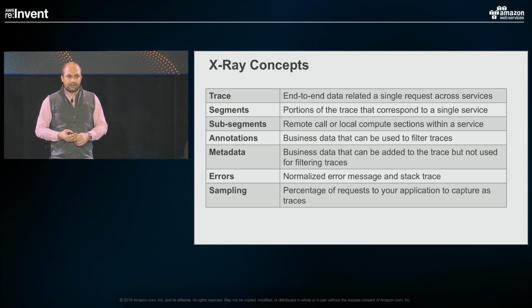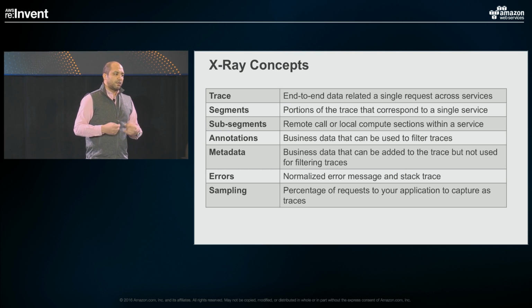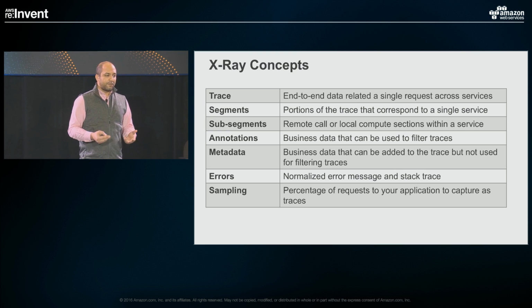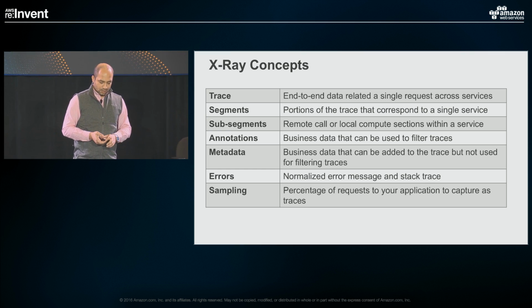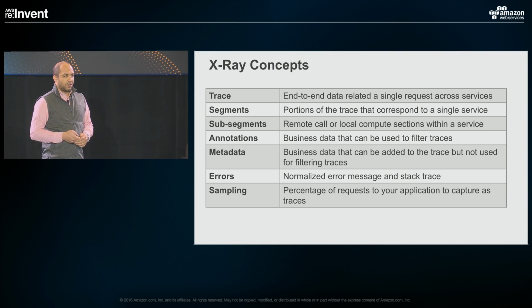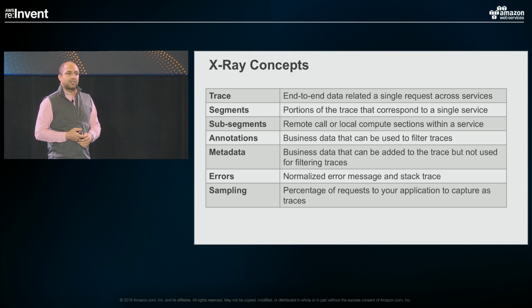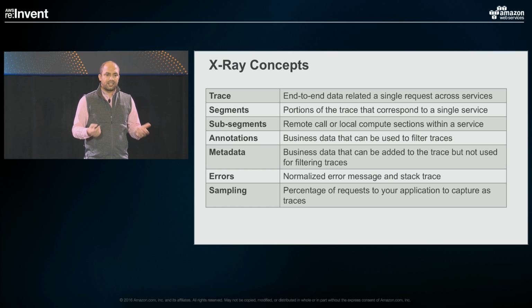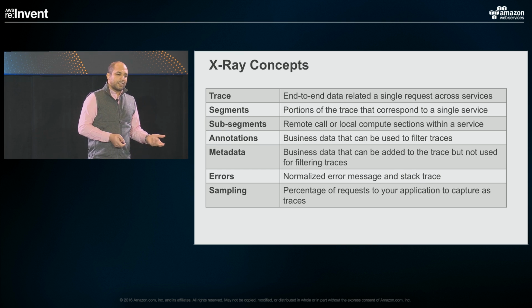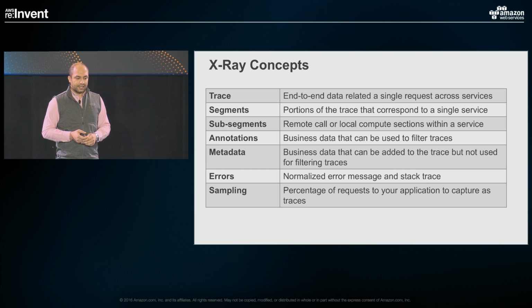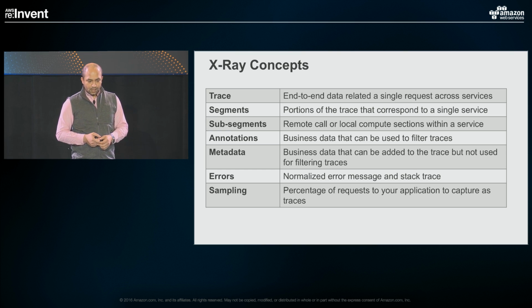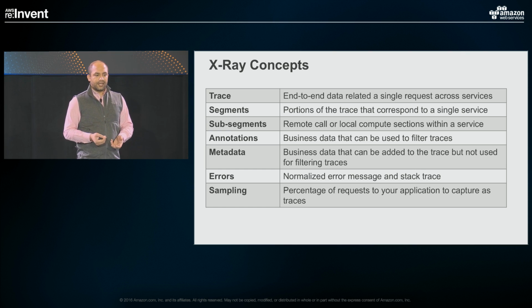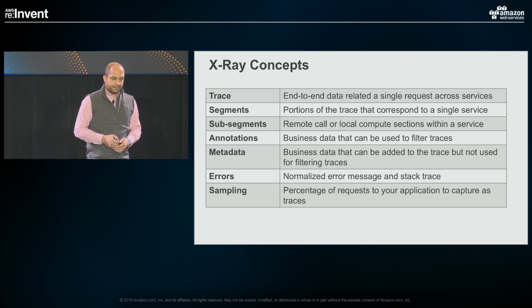Segments then consist of subsegments, and what subsegments essentially represent are either remote operations that happen as part of a single service or local compute operations that you want to capture timing information for. We also have a notion of annotations. Annotations essentially is any arbitrary business data that's key value pair, and you have 10 annotations that are indexed. So you can filter on those annotations and search based on that data. We also have the capability to put additional metadata, if you will, that's added to the trace and is available when you look at a trace, but it's not something that you can filter traces on.